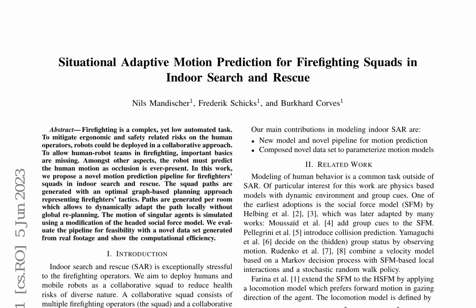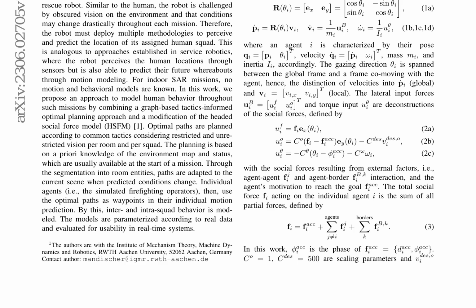The HSFM simulates individual agents' motion, incorporating inter- and intra-squad behavior. The HSFM, first introduced by Farina et al., models human behavior by considering locomotion, velocity, and social forces. The model consists of 4 equations, defining the agent's pose, velocity, and mass, as well as the social forces acting on the agent. These forces include agent-agent and agent-border interactions, as well as the agent's motivation to reach the goal.